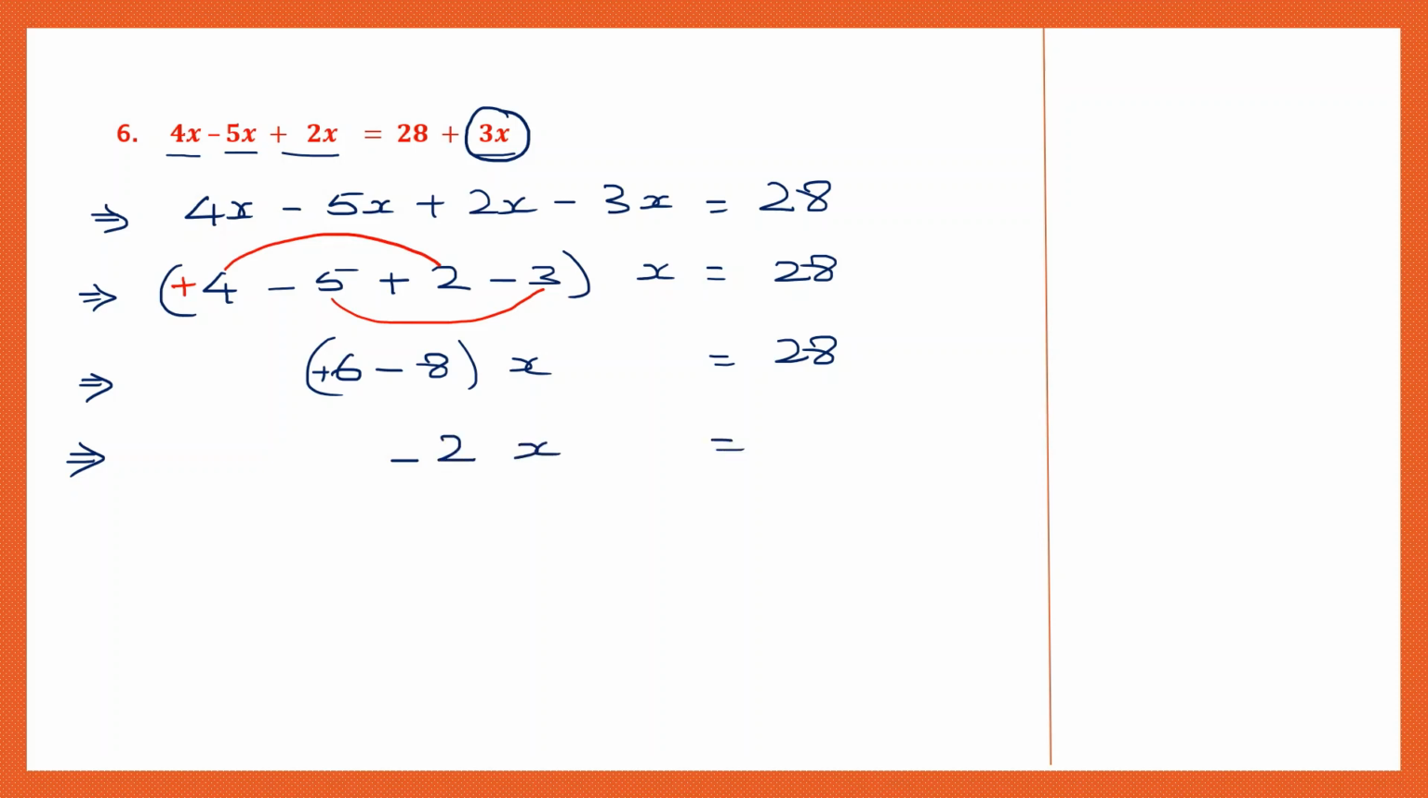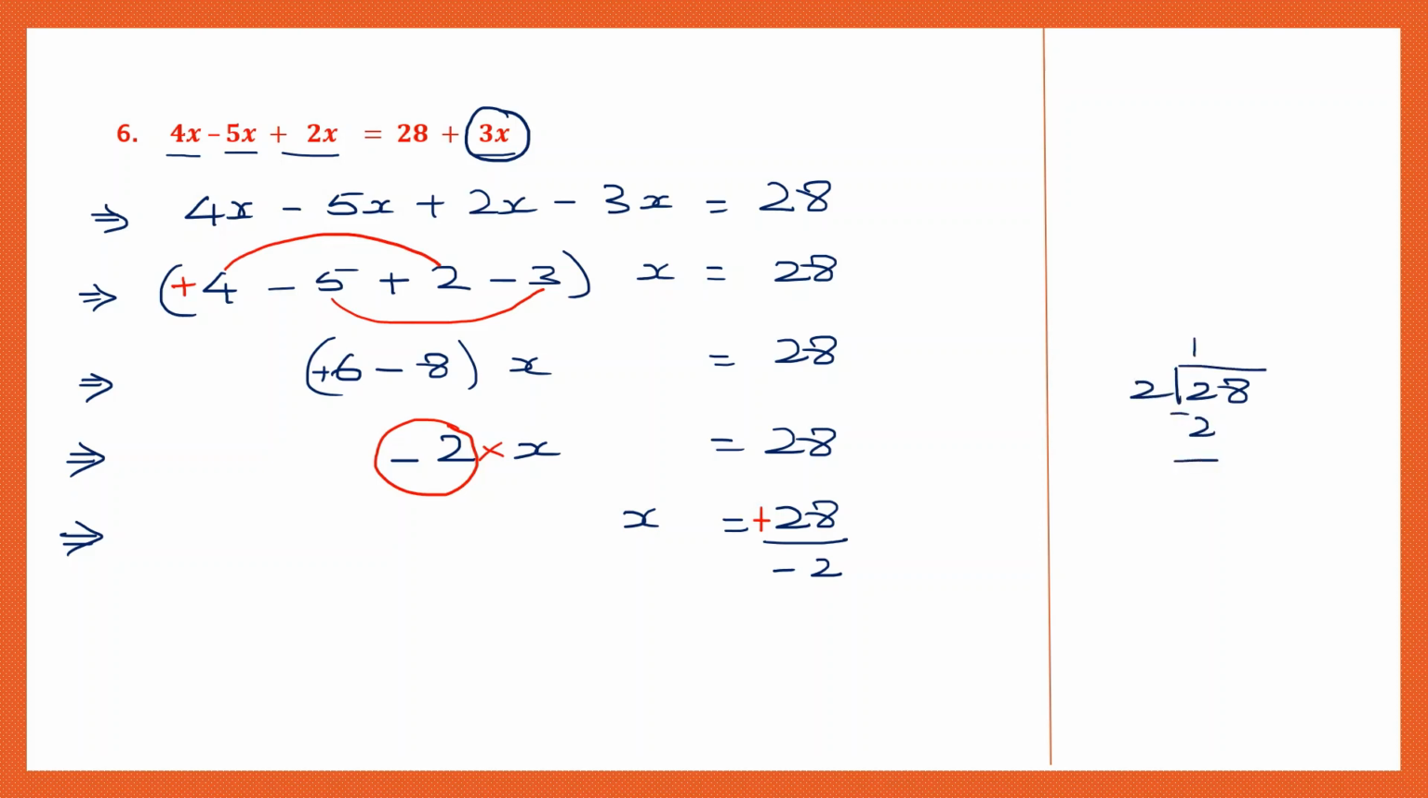Minus 2x is 28. So to find the value of x, what do we do? We say 28 divided by minus 2, because here minus 2 is multiplication. So now when it transposes to the right side, it becomes division. So here 28 has a plus sign. We have to divide 28 by 2. So let's do that. 28 divided by 2. 2 ones are 2, 2 fours are 8. So we have 14. So 28 divided by minus 2 is 14.